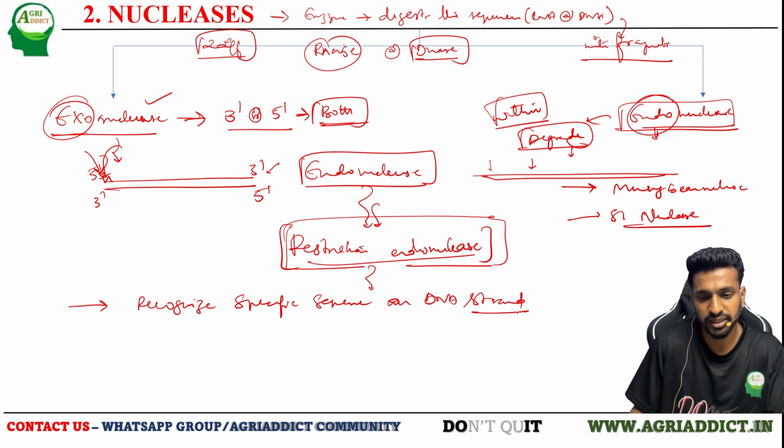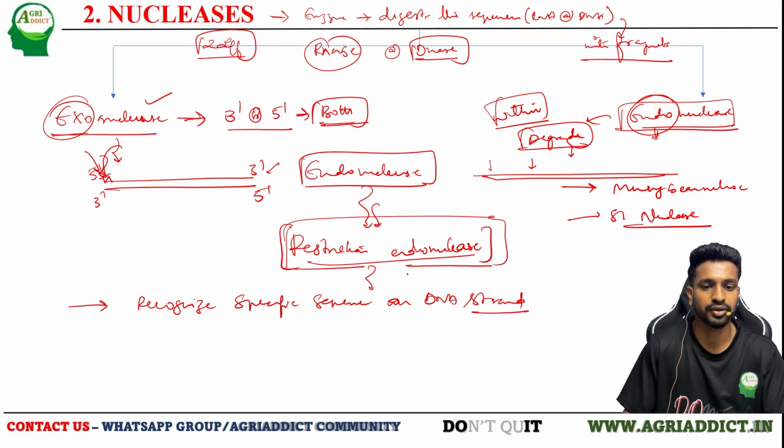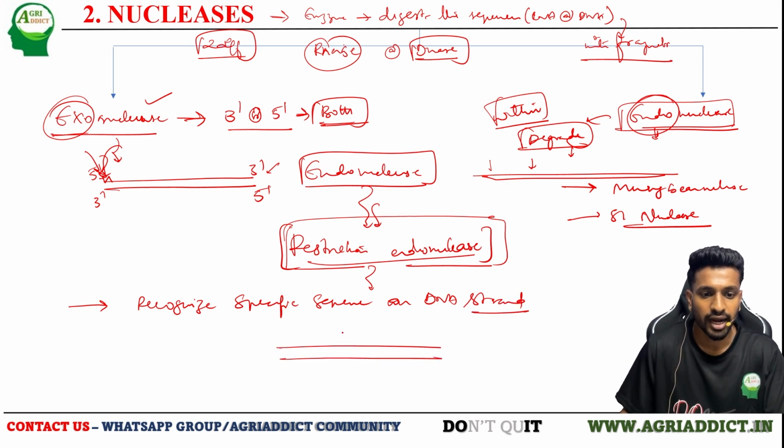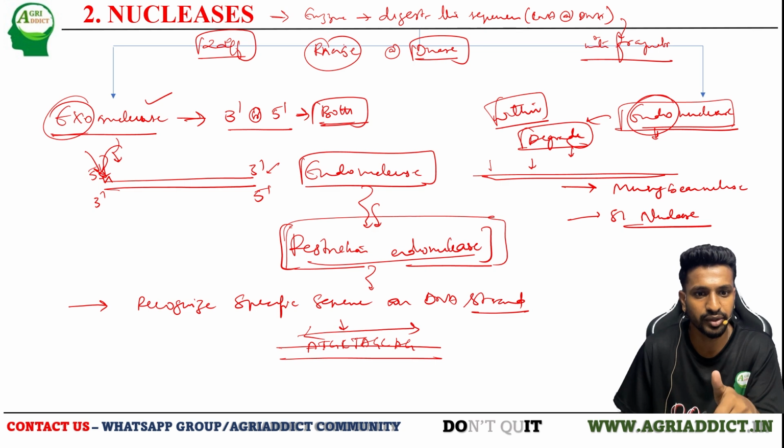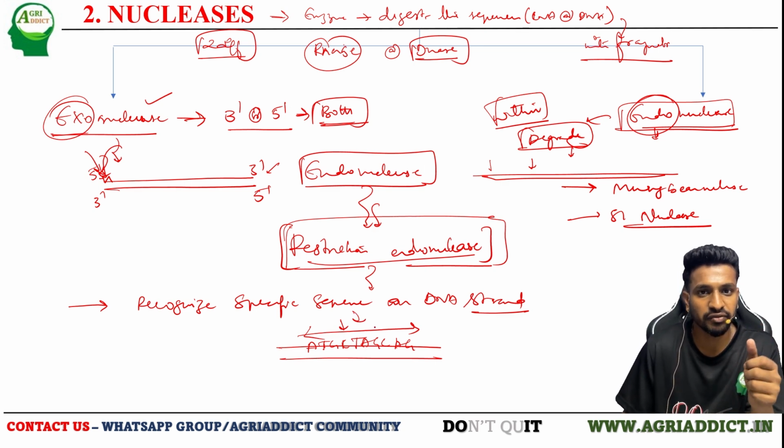That means a specific restriction endonuclease will recognize a certain stretch of, for example, ATGC, TAGC, something like that. If I just randomly place it, every restriction endonuclease has a specific recognition sequence.